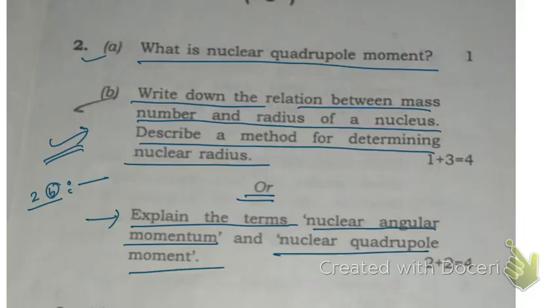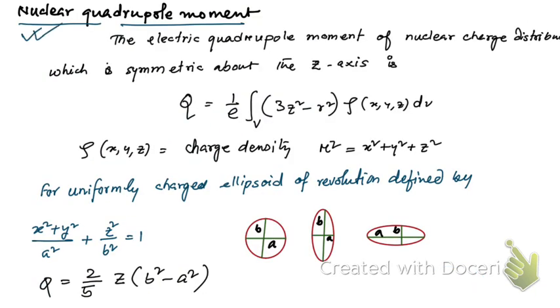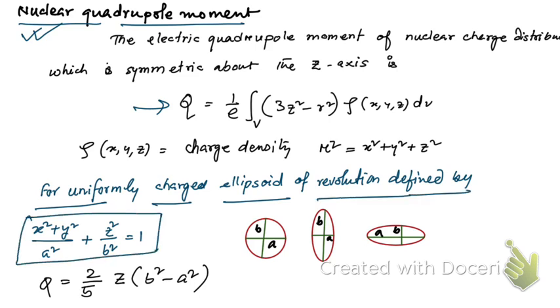Nuclear quadrupole moment. Here is the answer. The electric quadrupole moment is given by this. For a uniformly charged ellipsoid of revolution defined by this equation, I hope you know the meaning of a and b from the diagram. This is a, this is b. The quadrupole moment is given by this equation.